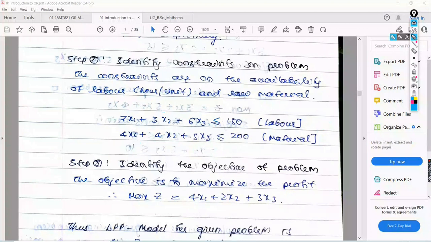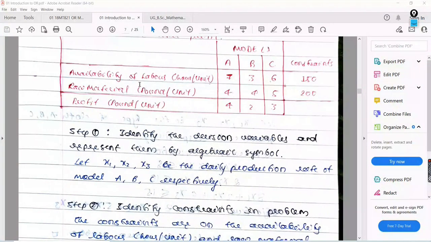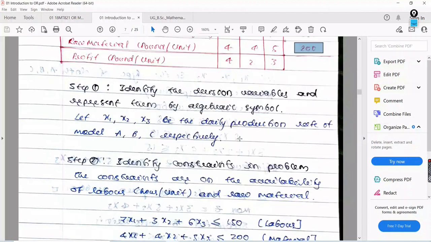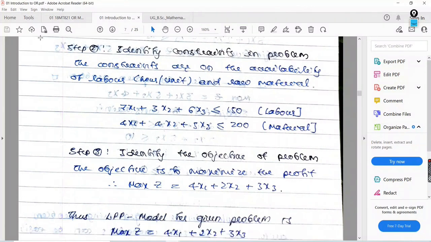Keep in mind that here we have defined the constraints. Raw material pounds per unit are 4, 4, 5, but this should not exceed the constraint of 200. According to that, 4x1 plus 4x2 plus 5x3 is less than or equal to 200. This is the material constraint. Copy this. This completes the second step.